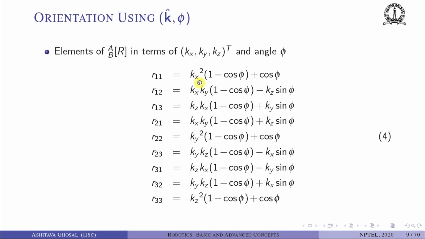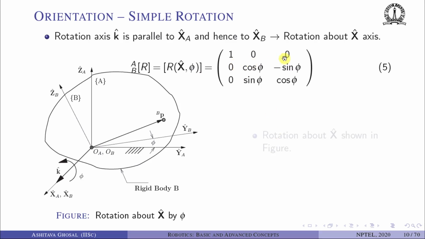Okay, if you substitute kx as 1, what is R11? We will get 1 times (1 minus cos phi) plus cos phi, which is 1. What is R23? Ky, kz is 0, so we will be left with sin phi times kx, which is 1, so minus sin phi. So we have the rows 1, 0, 0; 0, cos phi, minus sin phi; 0, sin phi, cos phi. Okay, so this is the rotation matrix obtained when the fixed axis is along the x-axis. So we are going to use this symbol: rotation about x by an angle phi will give a rotation matrix ABR, which is 1, 0, 0; 0, cos phi, minus sin phi; 0, sin phi, cos phi.